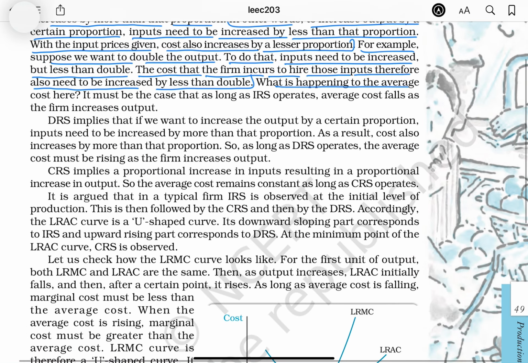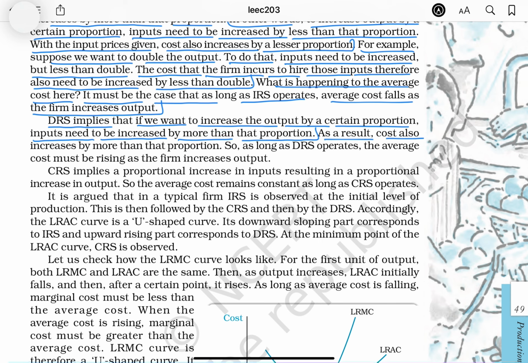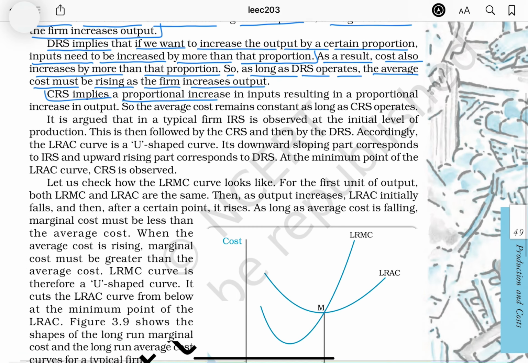What is happening to the average cost here? It must be the case that as long as IRS operates, average cost falls as the firm increases output. DRS implies that if we want to increase the output by a certain proportion, inputs need to be increased by more than that proportion. As a result, cost also increases by more than that proportion. So, as long as DRS operates, the average cost must be rising as the firm increases output. CRS implies a proportional increase in input resulting in a proportional increase in output. So the average cost remains constant as long as CRS operates.